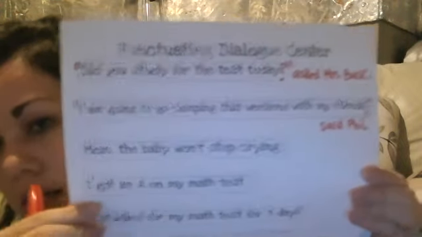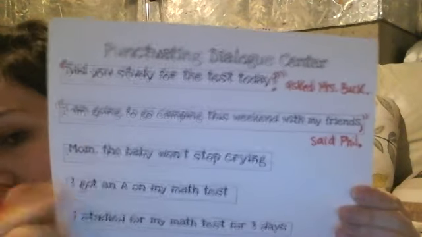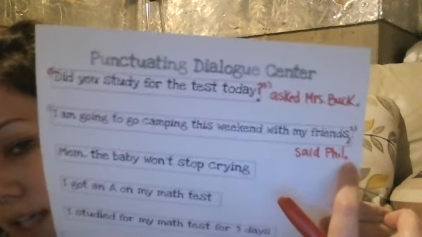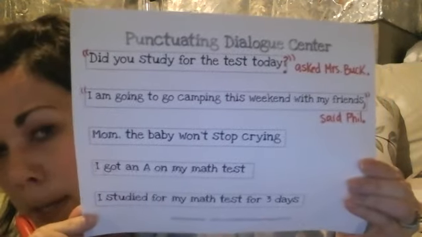Who would say this? I'm just trying to think of people. My brother Phil, he likes to go camping. He would probably say this. So I'm going to say, "I'm going to go camping this weekend with my friends," said Phil. And then you add your period after the whole dialogue tag. Okay, I know it's squished. I had to go down to that line right here. Okay, so declarative sentences, comma, and then your dialogue tag, the final period goes after that dialogue tag. Okay, let's move on to the next one.